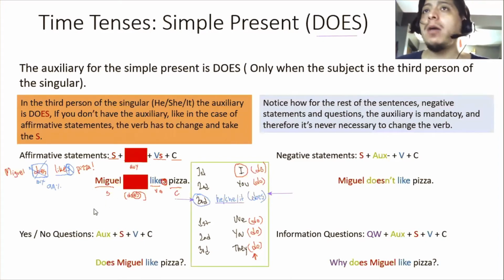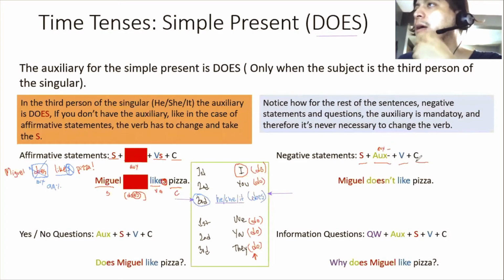What happens in negative statements? Negative statements. We have subject, auxiliary with negative. The auxiliary takes the negative, verb, and complement. Remember, in this case, the auxiliary is mandatory. It's not optional. It's not if you want or if you don't want. It's mandatory. So you say, subject, Miguel, the auxiliary is does, and it takes the negative. Remember that you never use only the negative. You need the auxiliary plus the negative. This is not correct. Miguel doesn't.